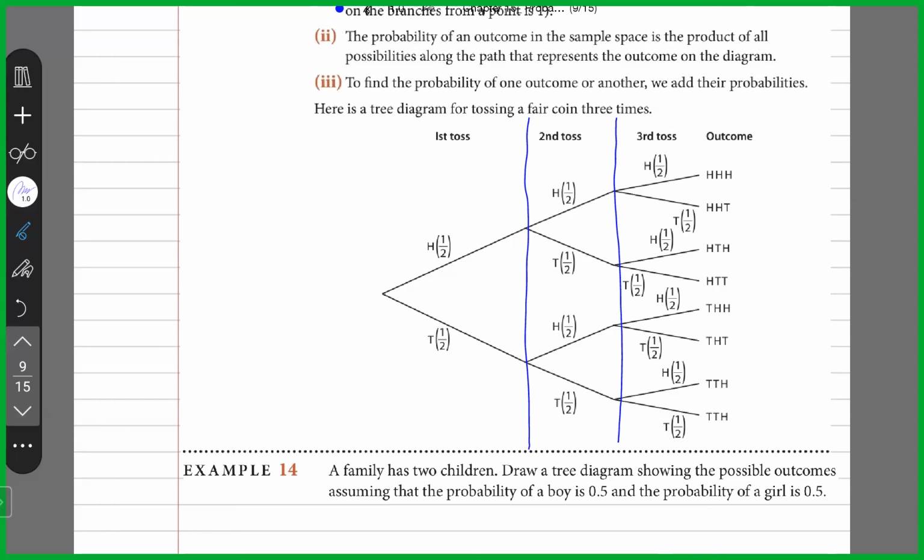So for the first toss, you could have a head or a tail. In the second toss now, you have the results if you had a head first, and then you have the results if you had a tail first. All right, and so on and so forth.